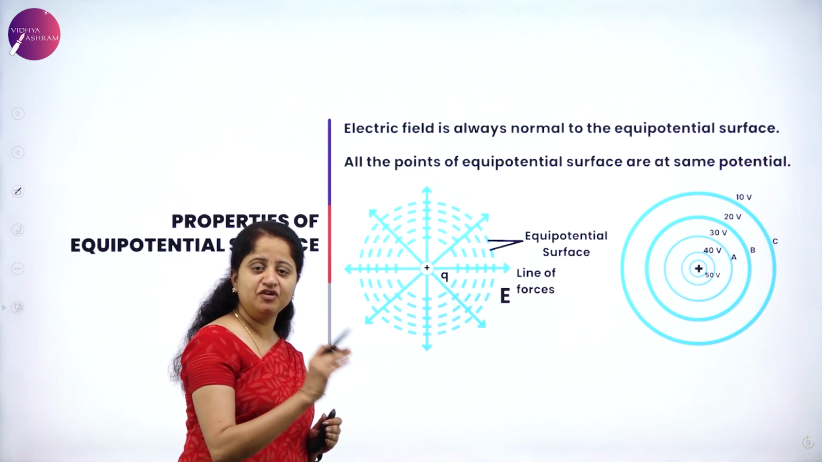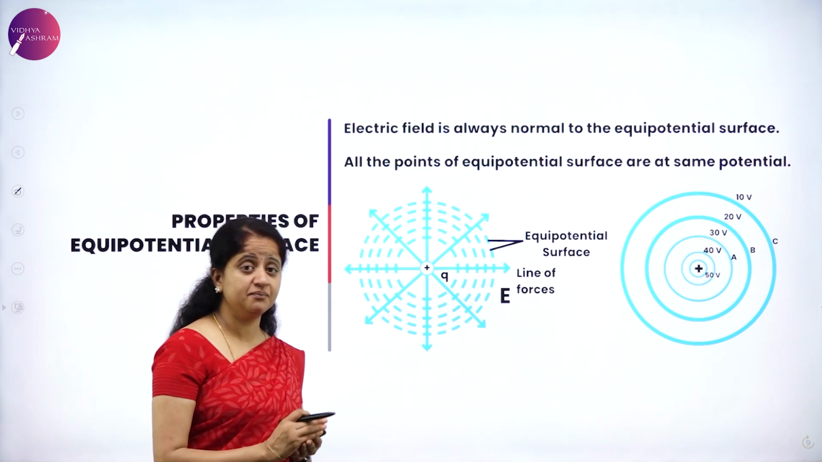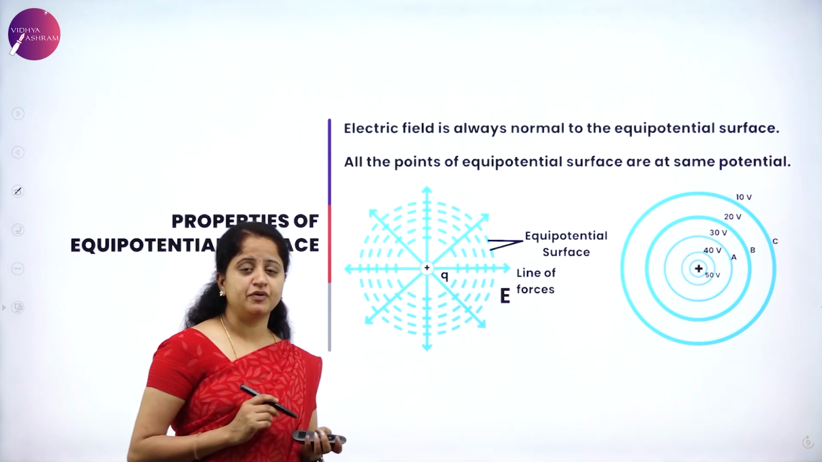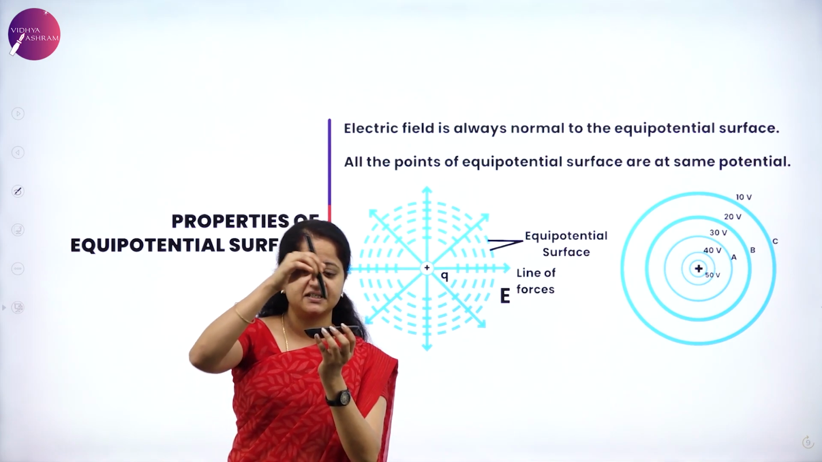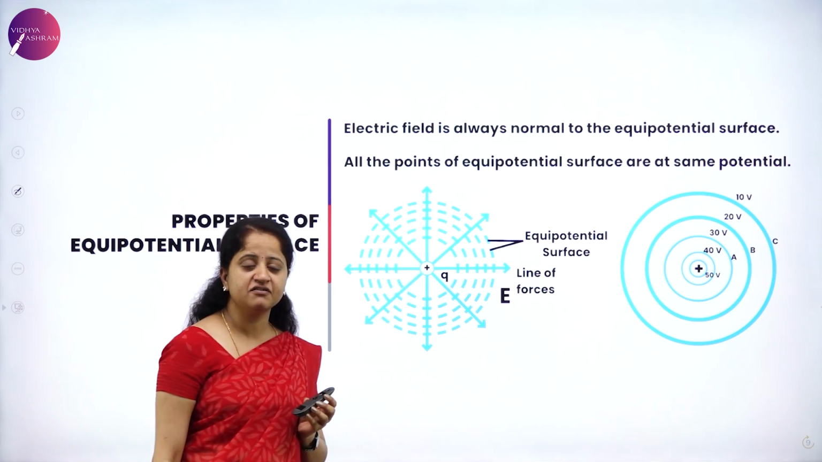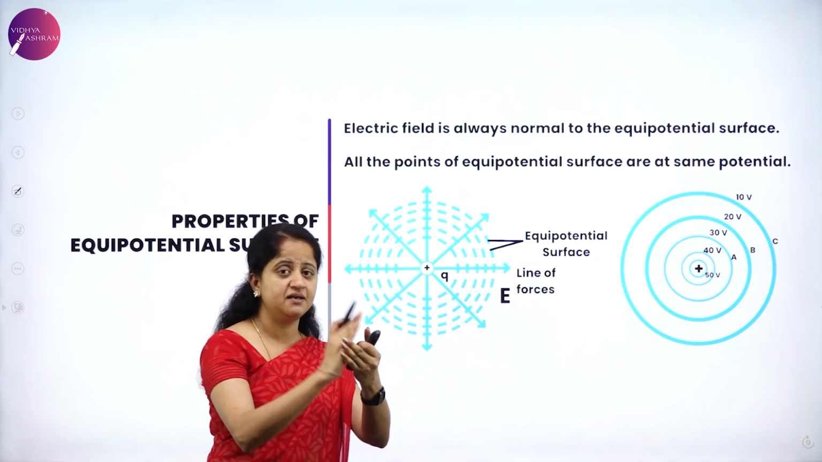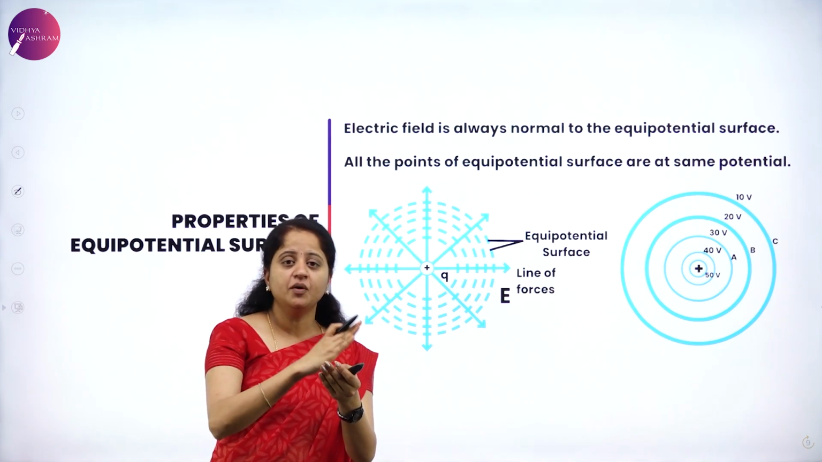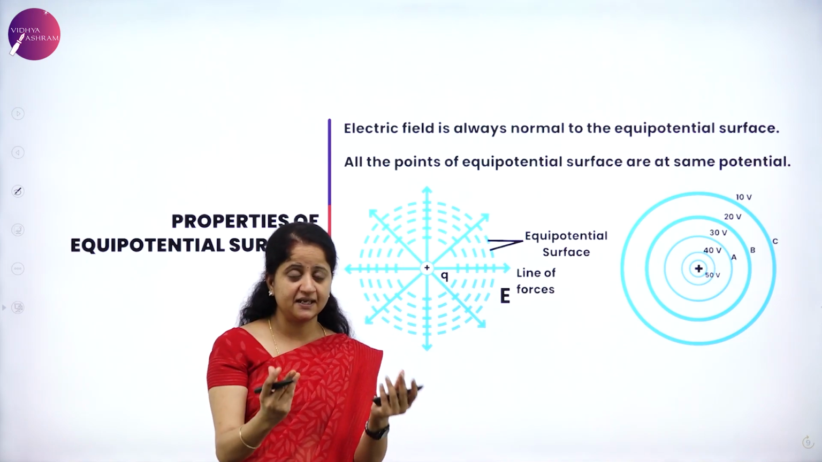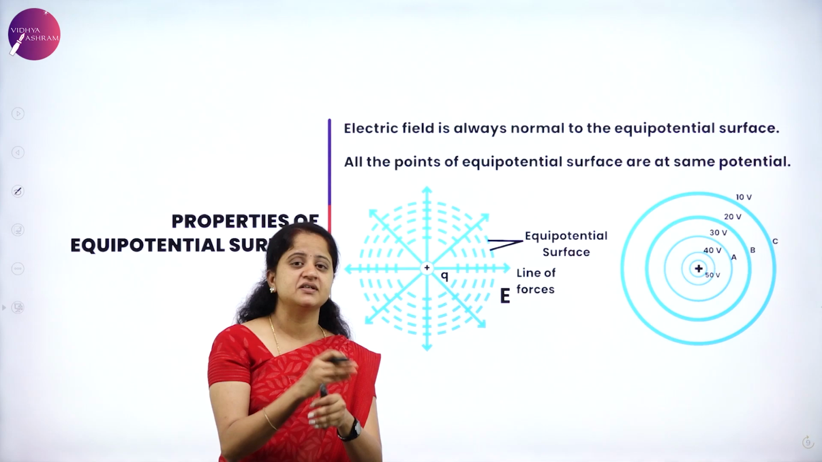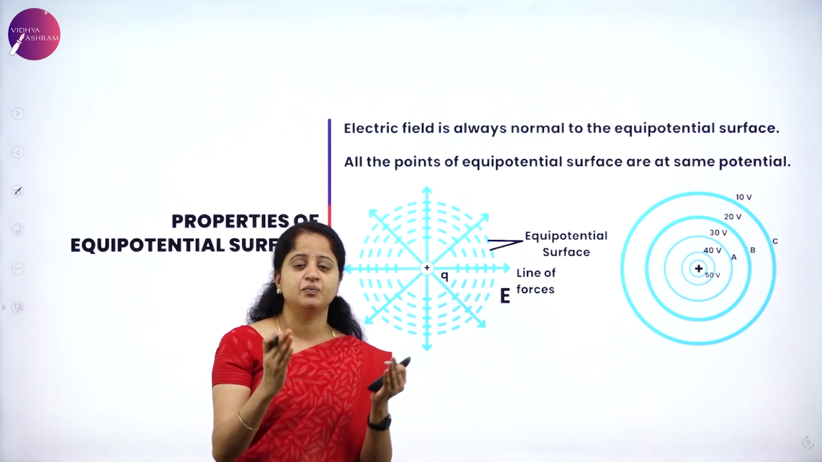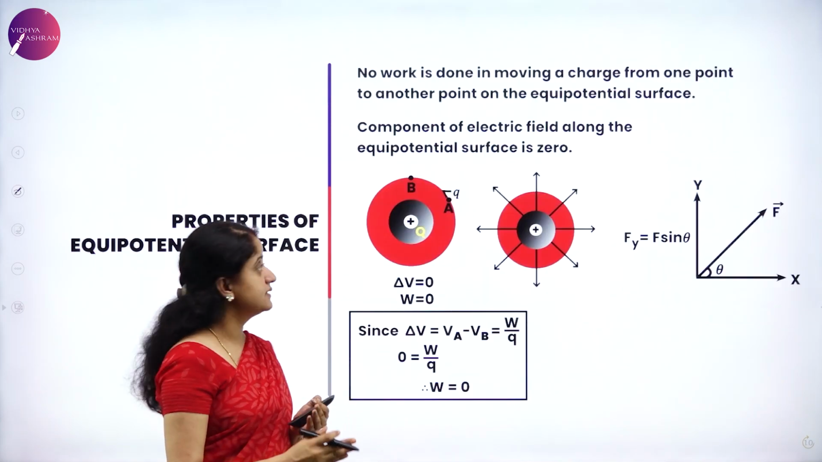As I have mentioned, there are a few properties of the equipotential surface which are very important to understand. The electric field is always normal to the equipotential surface. If this is an equipotential surface, the electric field is always normal to it, and all points of an equipotential surface are at the same potential. The name says equipotential. So all points on the equipotential surface will have the same potential. Since the potential is the same, if you take the difference between any 2 points, we will get zero, which means the potential difference between any 2 points on an equipotential surface is 0.